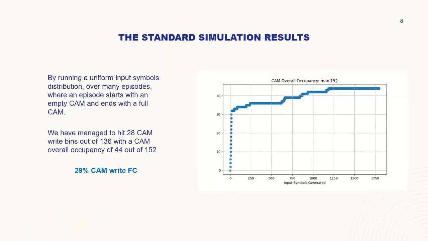So what you see here is that if you take a uniform distribution of input symbols on our DUT, the best case we can get is to cover hardly 28 cam write bins, which is equivalent to, I think, 44 locations in the cam itself. It's quite expected, because to hit a quite specific location you need to generate a very specific sequence of symbols in the cam, and this is something that uniform generation, as we do generally, wouldn't give you.